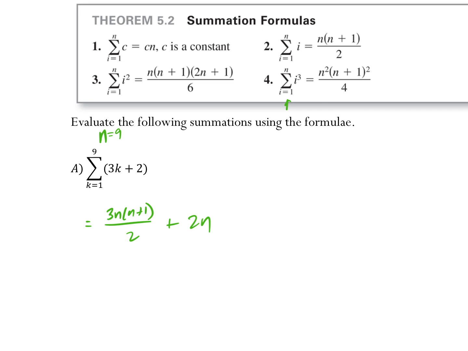Now, what do we know that n is? In this case, it is 9. So this summation is 3 times 9 times 10 over 2 plus 2 times 9. Where did you get the 3n? This 3 is right here, and then the k becomes this whole thing. You just put that 3 out front because it's a constant that goes with it.